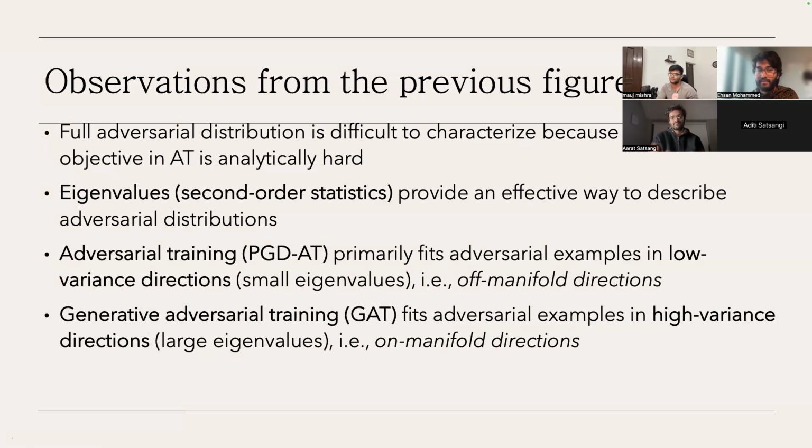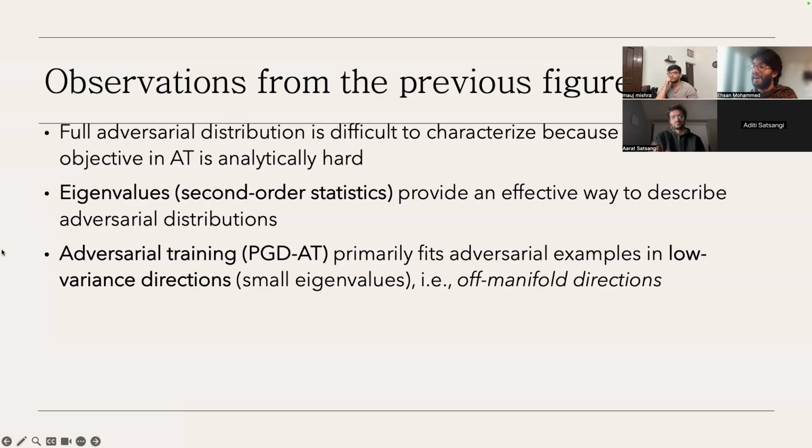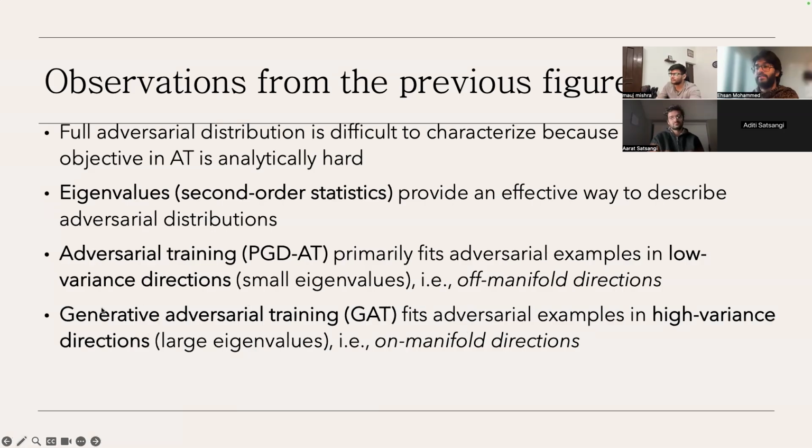Adversarial training will primarily be fitting adversarial examples in low variance directions, which are all the small eigenvalues or off-manifold directions. Again, we are assuming that this adversarial training is only happening in the input space. The generative adversarial training is going to happen in the latent space. It's also primarily going to fit adversarial examples, but in high variance directions, which are the directions which have large eigenvalues. That means on-manifold directions. So as we jumped from one input space to the latent space, we are doing exactly the same thing with the two different kinds of adversarial trainings.